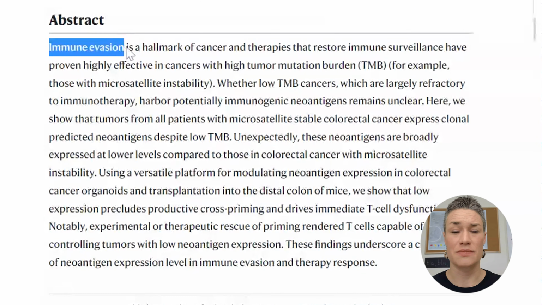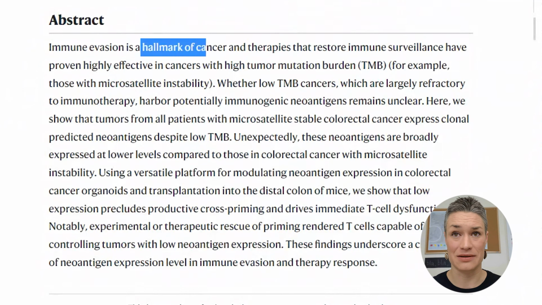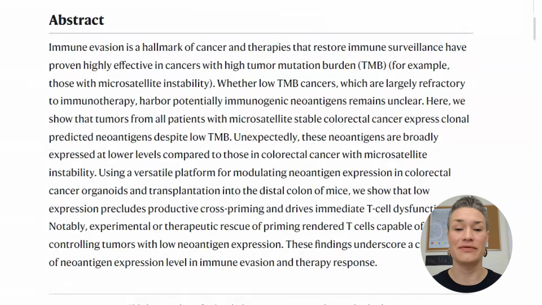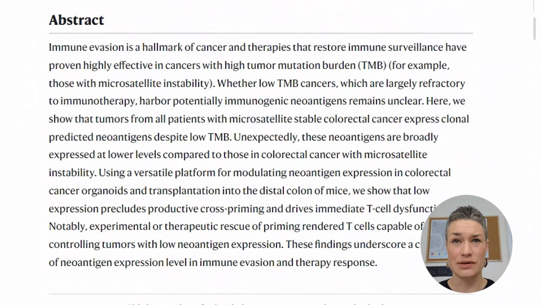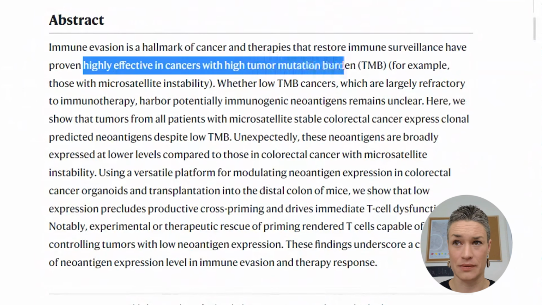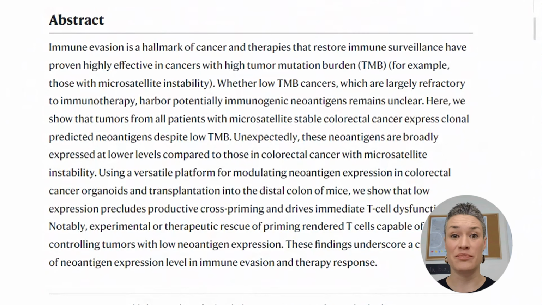So immune evasion, the fact that the tumor wants to escape our immune system, is a hallmark of cancer. This is what cancer does. And there are therapies that want to restore this immune surveillance. So they want to activate immune cells to a higher level so that they can destroy the tumor. Those have been proven highly effective in cancer with high tumor mutational burden. So the tumor escapes by mutating, by genetic mutations. And if the mutation burden is high, it means that the tumor cells have a lot of non-self antigens sticking out of the cells, so-called neoantigens.